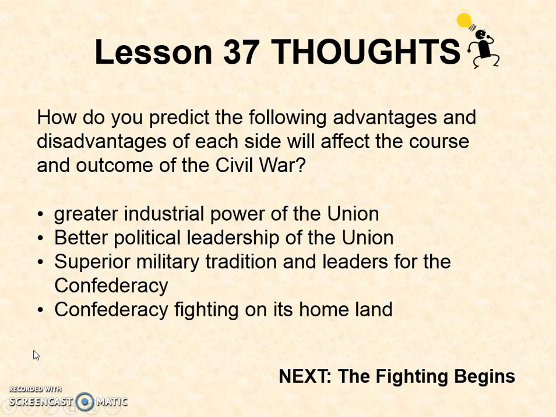So let's conclude with our Lesson 37 thoughts. How do you predict that the following advantages and disadvantages for each side are going to affect the course and the outcome of the Civil War? The fact that the North and the Union had greater industrial power and better political leadership, versus the superior military tradition and leaders of the Confederacy, and the fact that the Confederacy was fighting on its home turf.